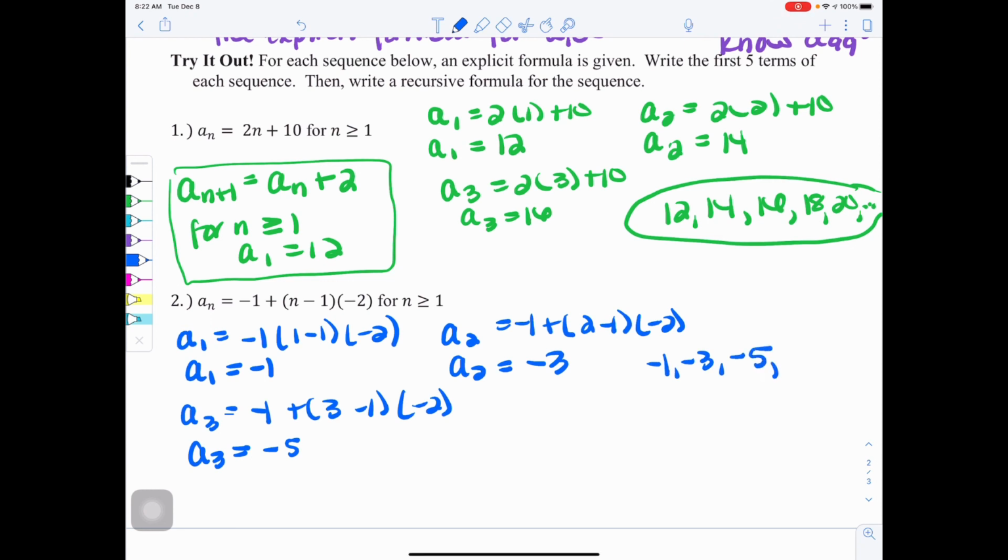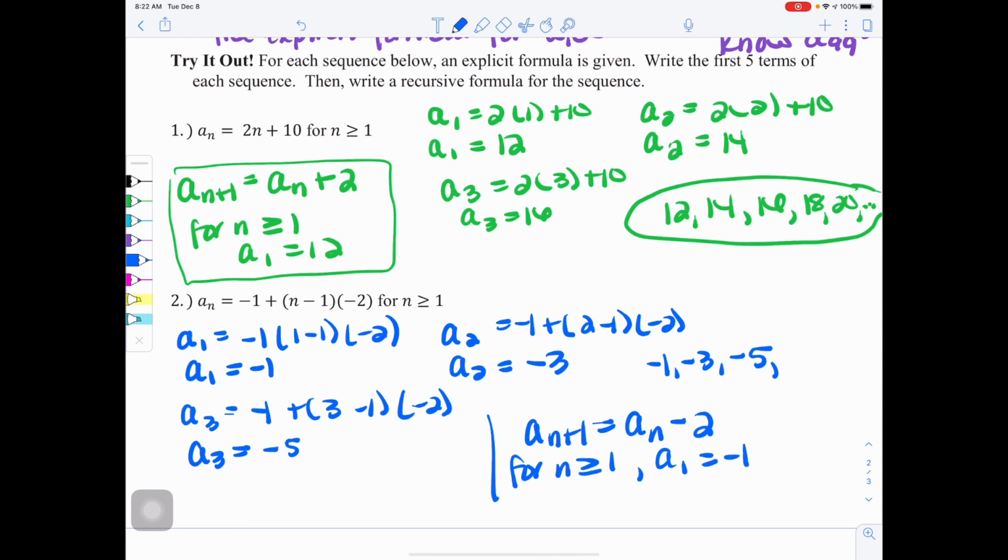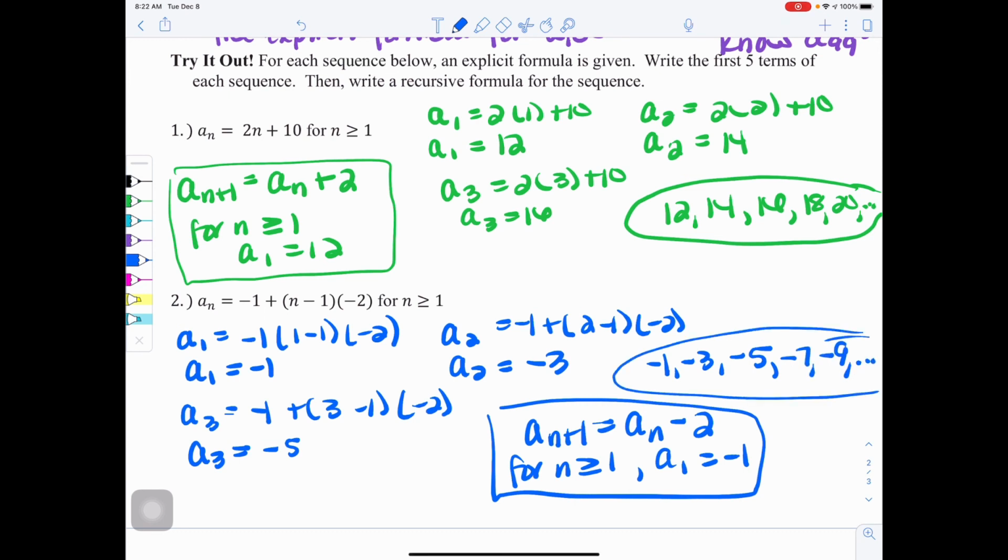And then I take a look at it, I'm going to write my formula. A sub n plus 1, so the next term is the nth term. If I look at that, it's going down by 2. So -2 for n is greater than or equal to 1, and a sub 1 equals -1. So that's my formula. And now I can fill in these last 2 terms, -7, -9, ... And that concludes your lesson on recursive formula for arithmetic sequences.